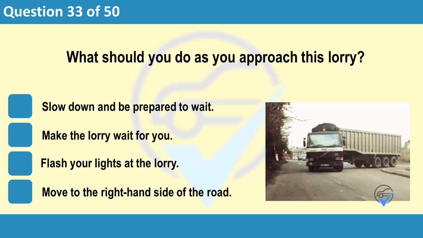What should you do as you approach this lorry? Slow down and be prepared to wait. Make the lorry wait for you. Flash your lights at the lorry. Move to the right-hand side of the road. When turning, long vehicles need much more room on the road than other vehicles. At junctions, they may take up the whole of the road space, so be patient and allow them the room they need.